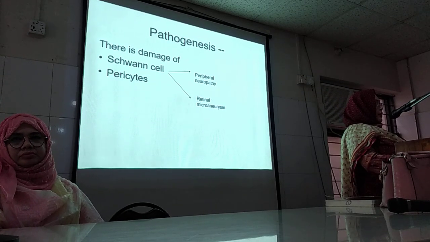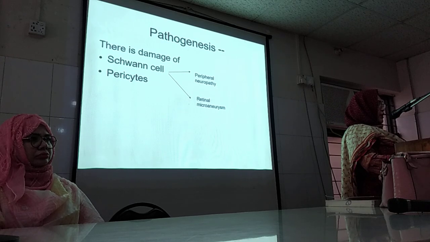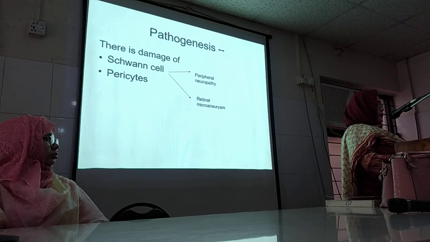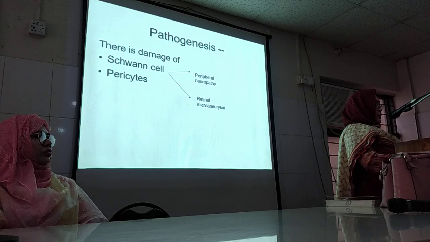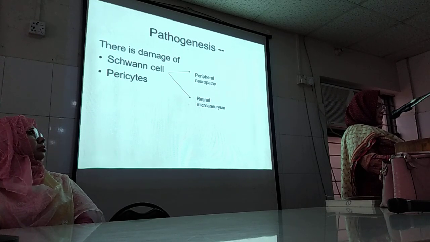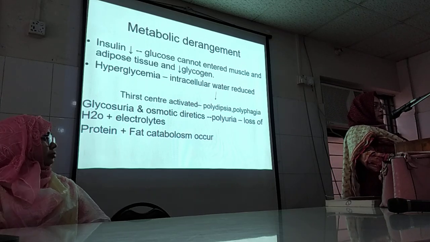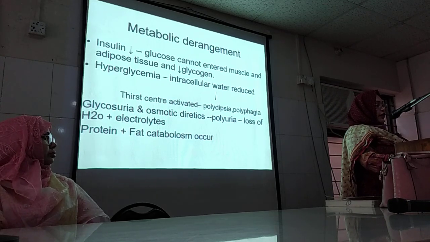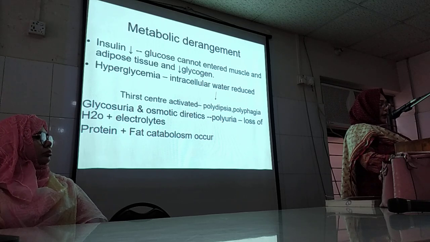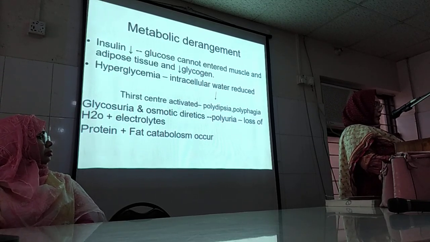There is damage of Schwann cells, that is peripheral neuropathy, and retinal microangiopathy and pericyte loss. Insulin decreases, glucose cannot enter into muscle and adipose tissue, and glycogen decreases.